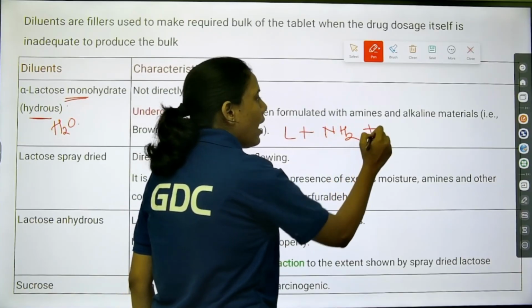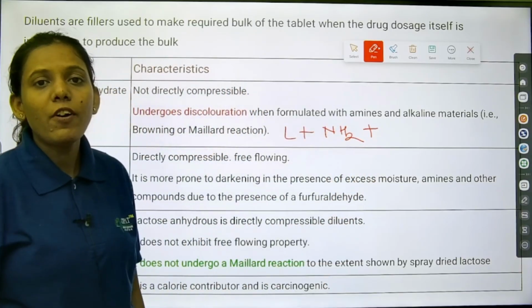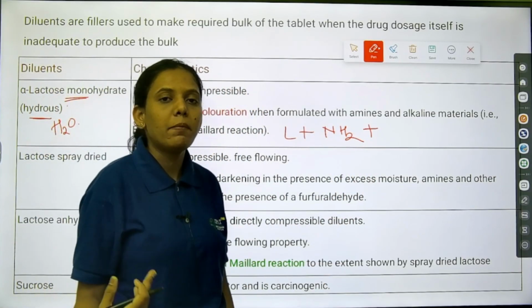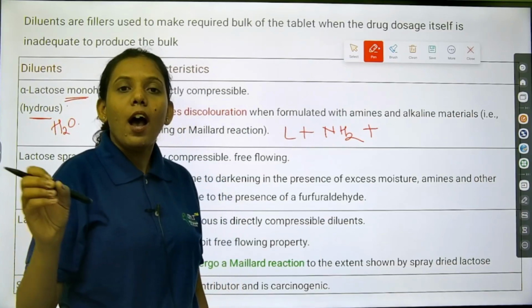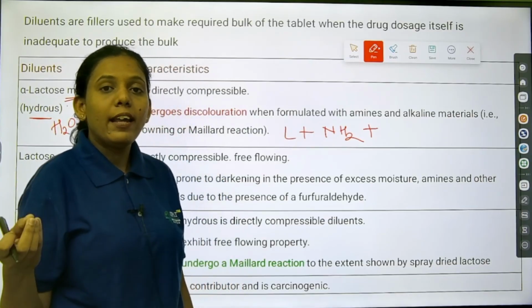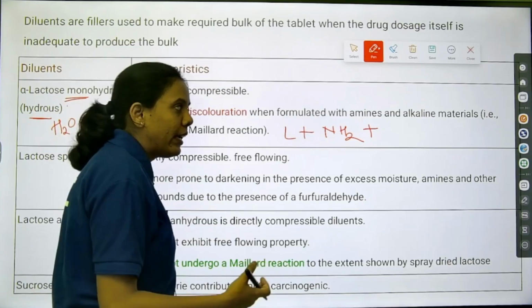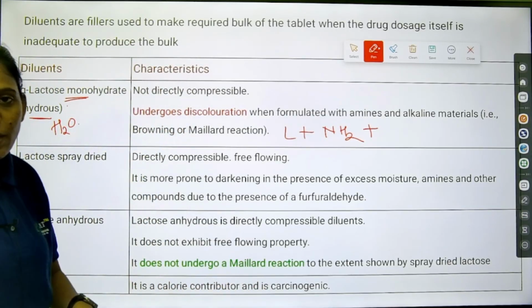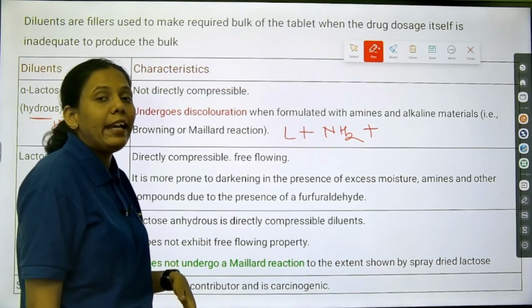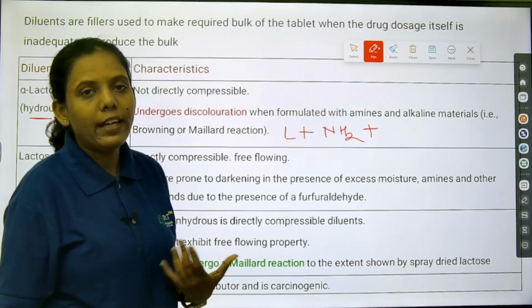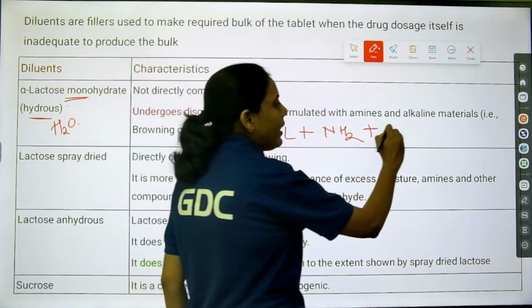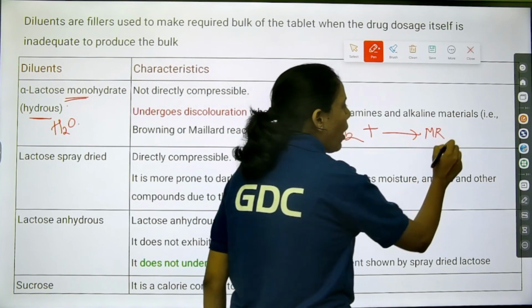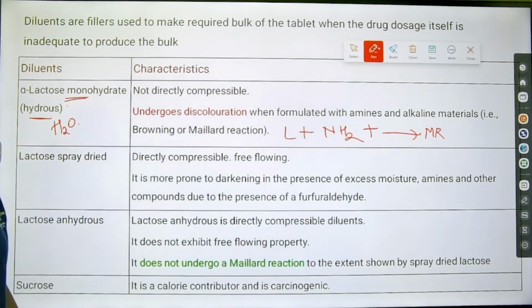Whenever you use monohydrate lactose plus amine containing drugs, the functional group of amine that is represented as NH2, along with the alkaline materials or the lubricants, for example any kind of magnesium stearate lubricant materials, it undergoes Maillard reaction. That means discoloration or the browning reaction. So we call it Maillard reaction.